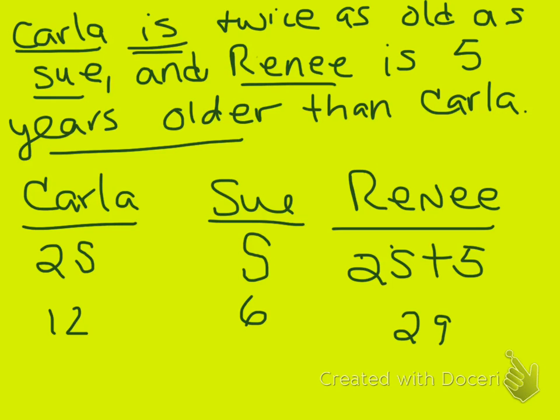Carla is twice as old as Sue. Is that true? Mm-hmm. Renee is 5 more than Carla. Is that true? Mm-hmm. Yeah, so sometimes all these letters get confusing, but if you put some numbers in, it might help. Okay. Yeah, that's kind of a widespread age. It is a kind of a widespread age, huh? All right, let's do another one. I'll write it down.